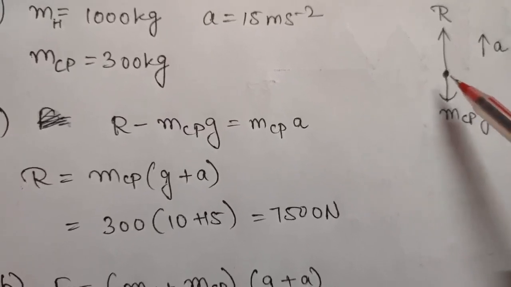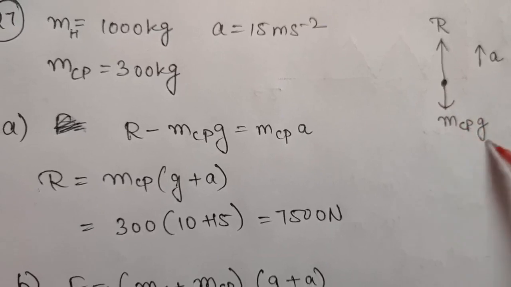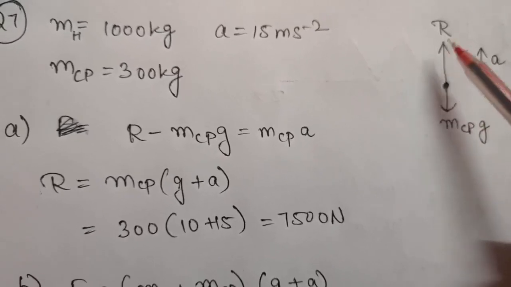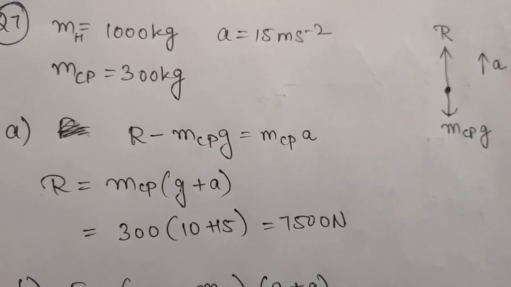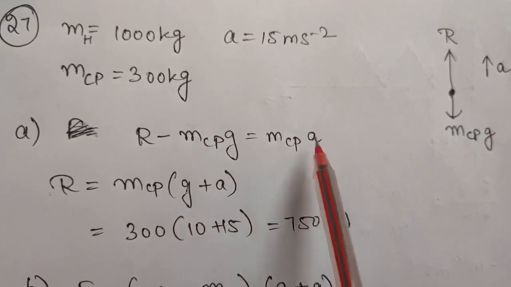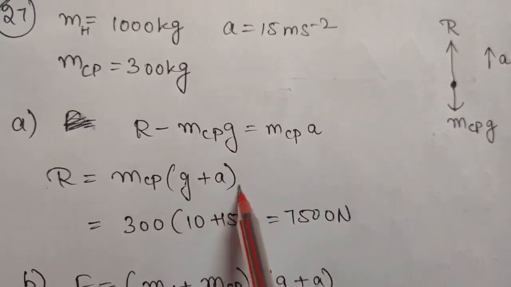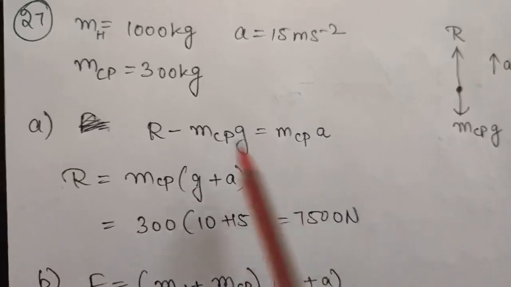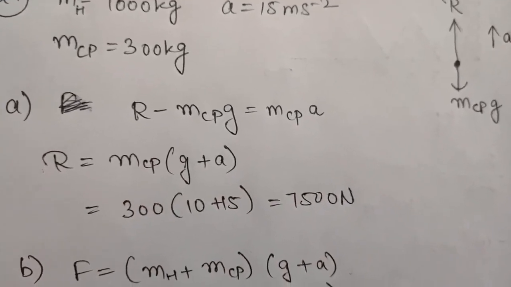Okay, so now as you know, their weight will be acting downward. So this is the weight of crew and passengers only, and a reaction would be upward, and it is accelerating with acceleration A. Now if you form the equation of motion, that will be R minus mcp g equals mcp a. So R will come to be m into (g plus A). So therefore this reaction is nothing but the force on the floor by the crew and passengers.